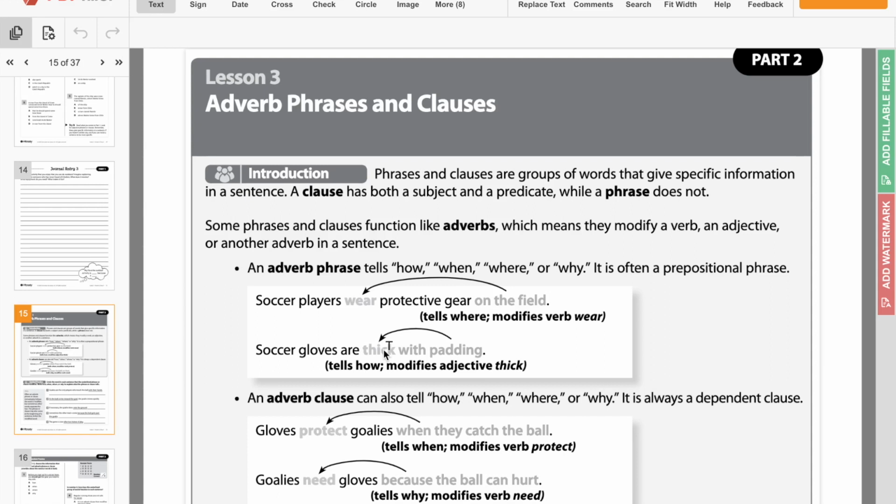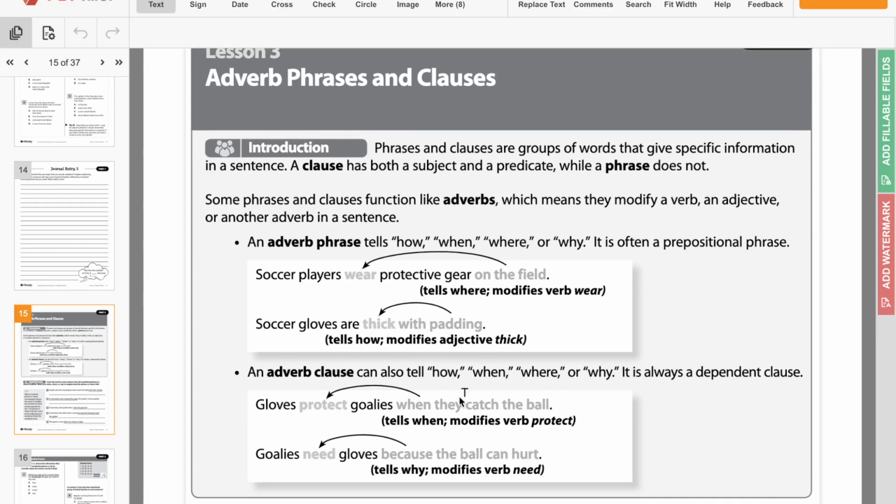An adverb clause, which means that it has both a subject and a predicate, in order to be a clause, it has to have a subject and a predicate, can also tell how, when, where, or why, and it is always a dependent clause. Now, what is a dependent clause and an independent clause, if we think back on one of our last lessons? A dependent clause cannot function on its own. An independent clause can. So if we look at this first example, when they catch the ball.